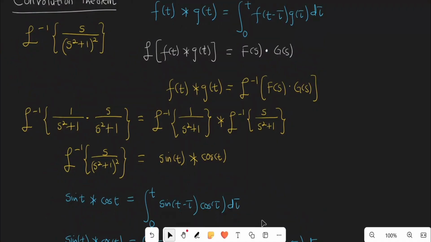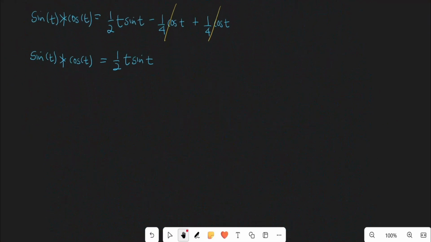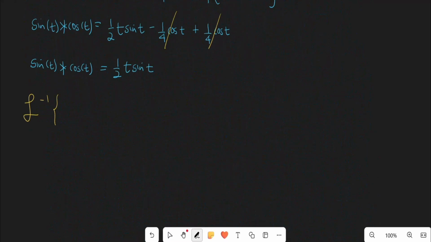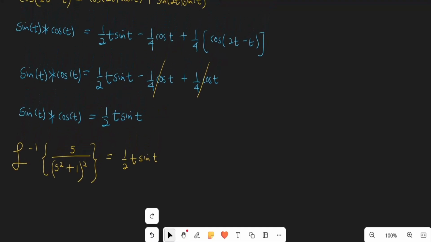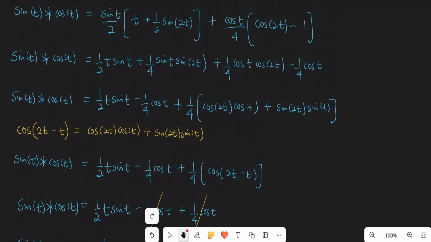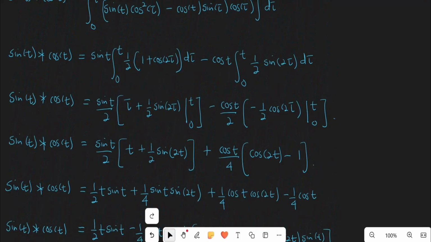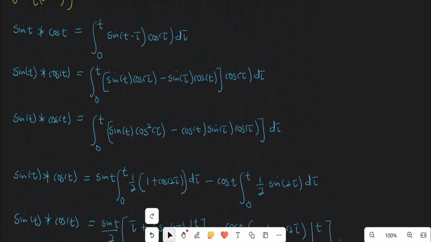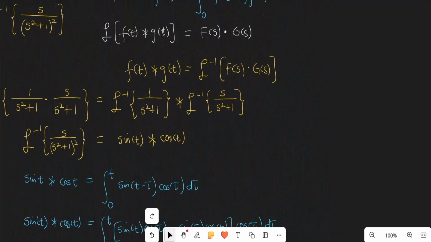So we can just wrap up our video here, why not? That means that the Laplace inverse of what we are asked to find, which is s all over s squared plus 1 all squared, is going to be 1/2 t times sine of t, because this is equal to the convolution of sine of t and cosine of t. So you see that the convolution property is very nice. It allows you to calculate the Laplace inverse of some functions that would be impossible to calculate using partial fraction decomposition. That's the beautiful property of the convolution theorem.